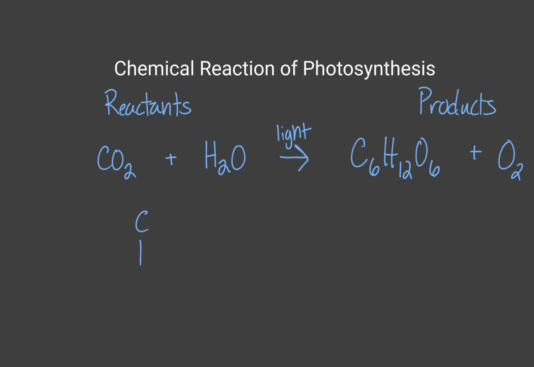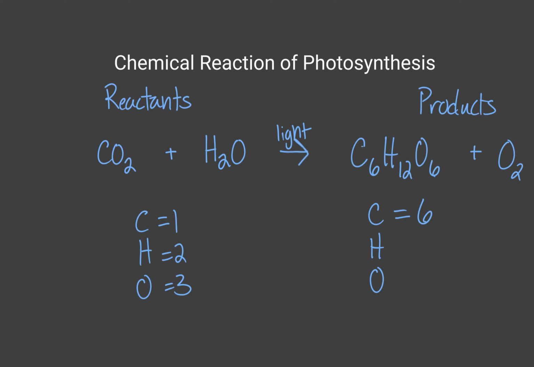On each side of the equation, we have carbon, hydrogen, and oxygen. On the left-hand side, we have 1 carbon, 2 hydrogen, and 3 oxygen. On the product side of the equation, we have 6 carbon, 12 hydrogen, and 8 oxygen. So this is not well balanced. We can either start by balancing carbon or hydrogen. We'll just do carbon since it's at the top.